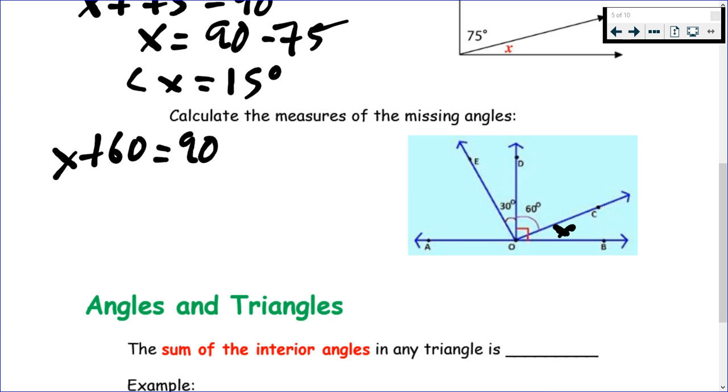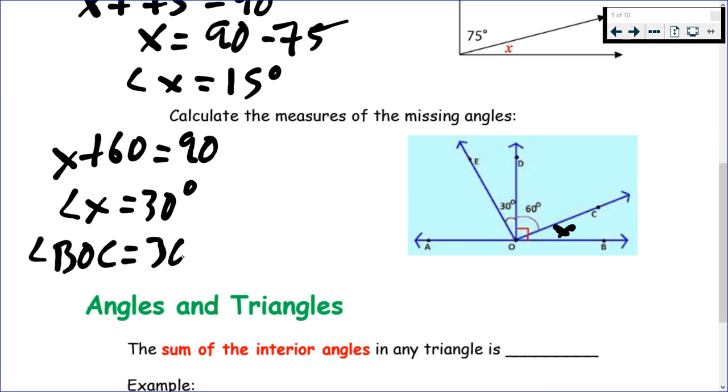90 minus 60 is 30, so angle x equals 30 degrees, or if we want to use the naming convention here, angle BOC equals 30 degrees. When we label an angle, we look at the endpoints and the midpoint and go in order. So BOC tells us that we're measuring the angle starting at B, O is our vertex, and C is the other end of our angle. Or COB would indicate the same angle.